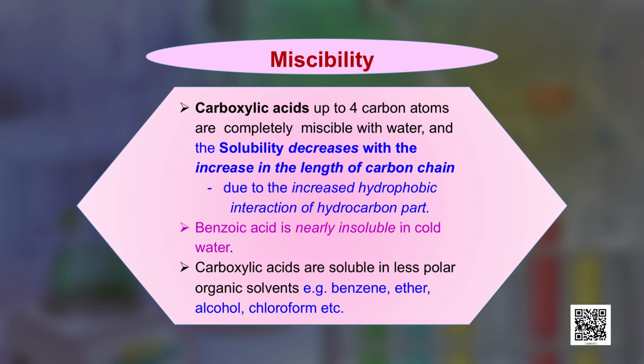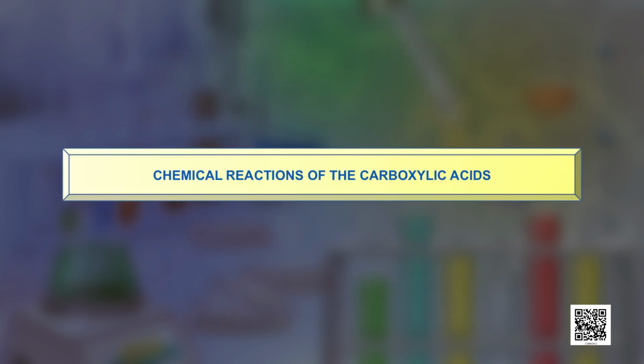The carboxylic acids are in general more soluble in less polar organic solvents, that is benzene, ether, alcohol and chloroform and such other solvents. Now, after understanding the physical properties, it is time to understand the chemical reactions of the carboxylic acids. Very important reactions these carboxylic acids undergo, and we can categorize the reactions into different groups. We will focus on the COOH group, which is the functional group of the carboxylic acid, and focus on the reactions one by one.